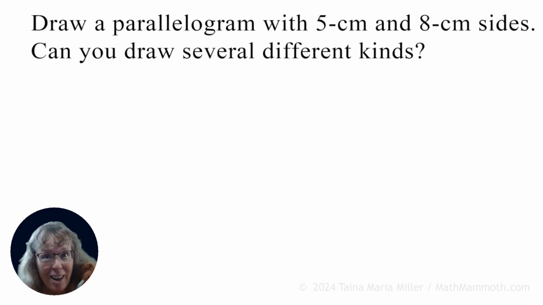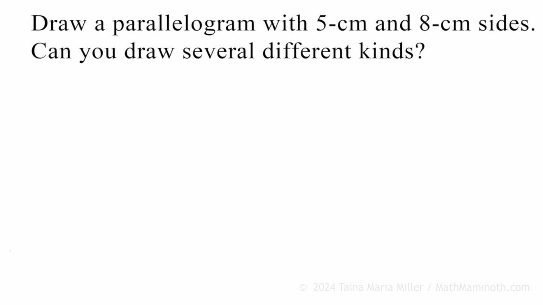Lastly, draw a parallelogram with 5 centimeter and 8 centimeter sides. Can you draw several different kinds? Okay, I'm just gonna sketch these. I'm not gonna measure exactly, but you could try this exercise on paper with a ruler. So if I want to draw a parallelogram, it has two pairs of parallel sides, and the opposite sides are the same length. So therefore I know that the other two sides are 5 and 8 centimeters. But I could, for example, start by drawing this 8 centimeter side, and then the 5 centimeter side is not going to be opposite of it, it's going to be right next to it somewhere. It doesn't say anything about the angle here. So I could draw the 5 centimeter side going anywhere, maybe this way.